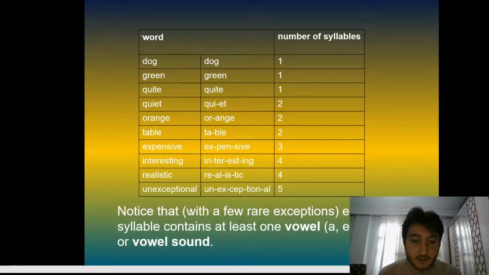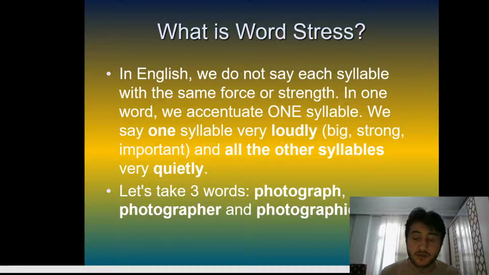Notice that, with a few rare exceptions, every syllable contains at least one vowel, a, e, i, o, or u, or vowel sound. What is word stress? In English, we do not say each syllable with the same force or strength. In one word, we accentuate one syllable. We say one syllable very loudly and all the other syllables very quietly.